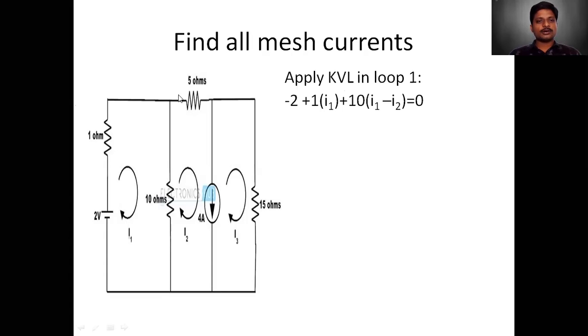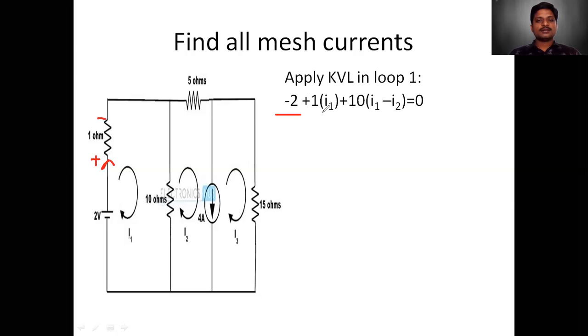As I told you already, mesh 1 is a normal mesh, so you don't have to worry about it. We are taking all clockwise currents. As you can see, I1, I2 and I3, all three are clockwise currents. Okay. So you have to write, I1 is entering the negative terminal of the 2 volts source, therefore minus 2. Next, I1 current will enter here. Therefore, you have to take it as positive, and here it is negative.